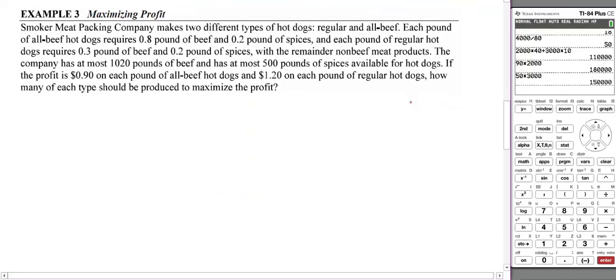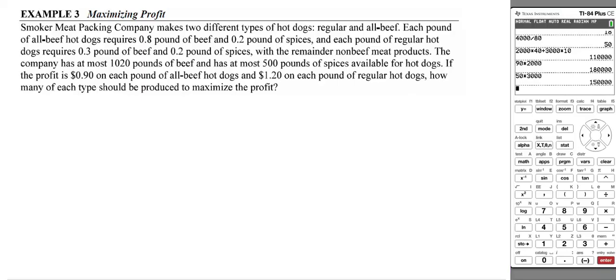Example 3, maximizing profit. Smoker Meatpacking Company makes 2 different types of hot dogs, regular and all beef. Each pound of all beef hot dogs requires 0.8 pounds of beef and 0.2 pounds of spices. And each pound of regular hot dogs requires 0.3 pounds of beef and 0.2 pounds of spices. And the remainder is made up of non-beef meat products. The company has at most 1,020 pounds of beef and has at most 5,000 pounds of spices available for hot dogs. How many of each type should be produced to maximize the profit?